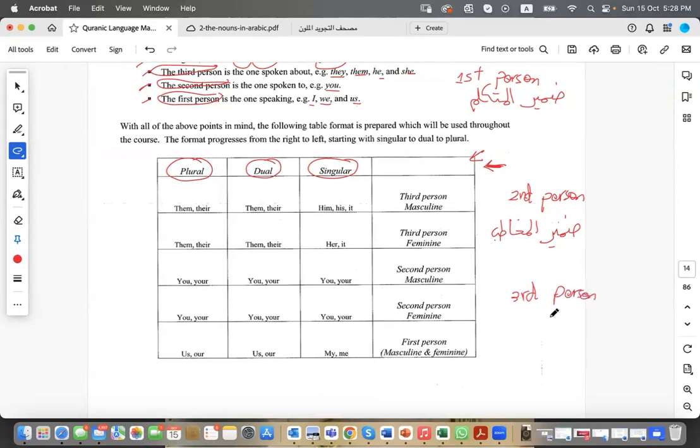طيب, third person, we call it in Arabic ضمير الغائب.